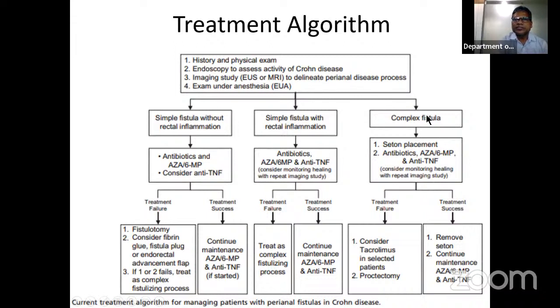A complex fistula is treated either with a seton placement, a surgical approach, along with a combination of an antibiotic or metronidazole and azathioprine and anti-TNF therapy. With the addition of this anti-TNF and azathioprine, we have to monitor healing and side effects with a repeat imaging study. If treatment succeeds, remove the seton, continue maintenance azathioprine and anti-TNF.